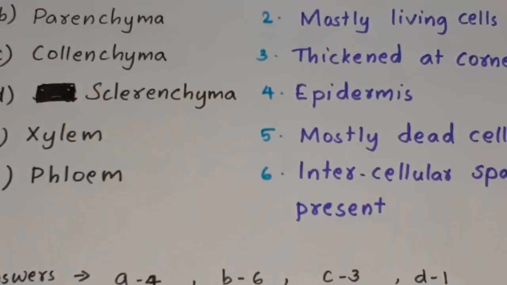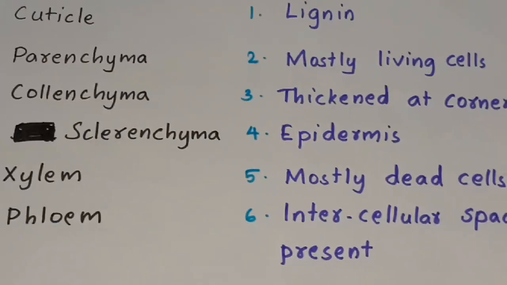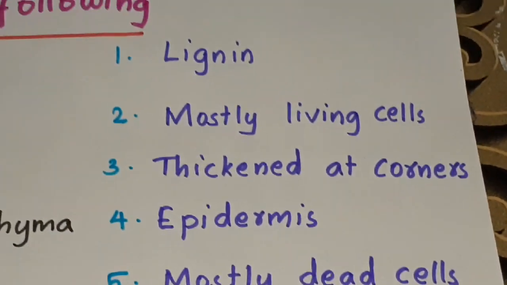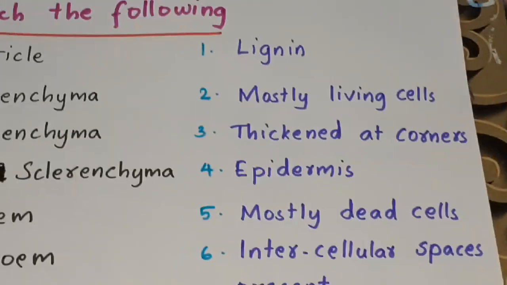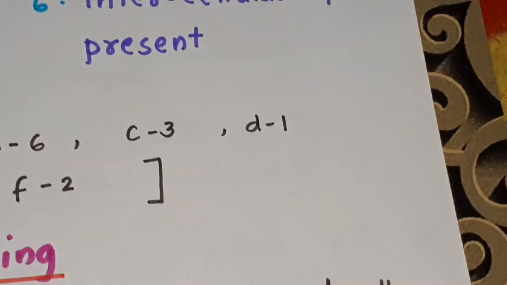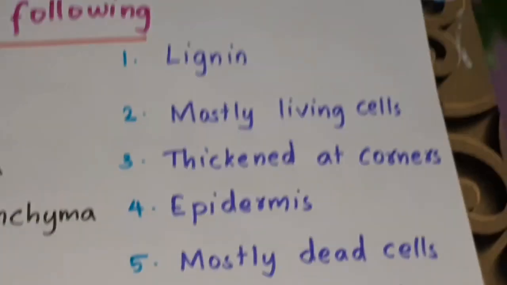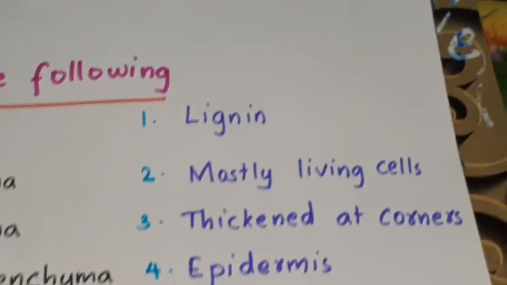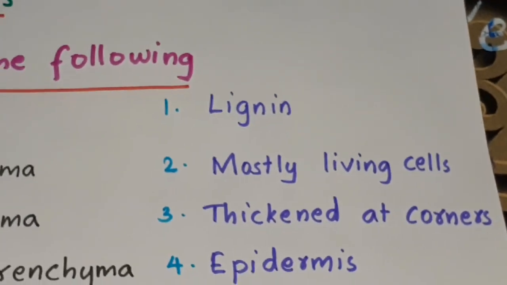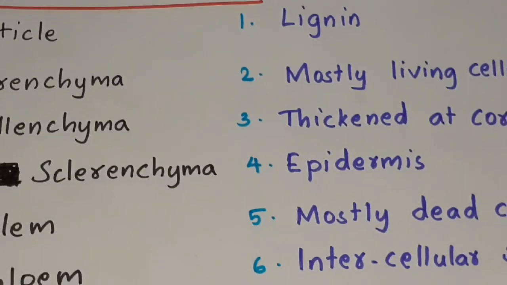Now third is C, collenchyma. The corners of the collenchyma cells are thickened. So straight away the third one is the answer. Now fourth question, D, sclerenchyma. We have seen the cells are connected, pasted to each other by using a paste. What is the name of that paste? It is called lignin. So the first one is the answer for sclerenchyma.